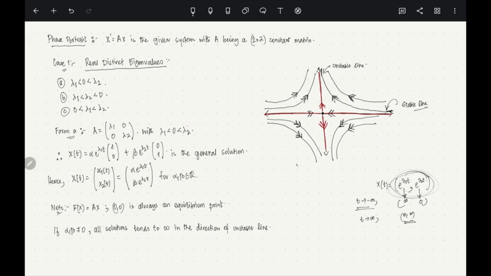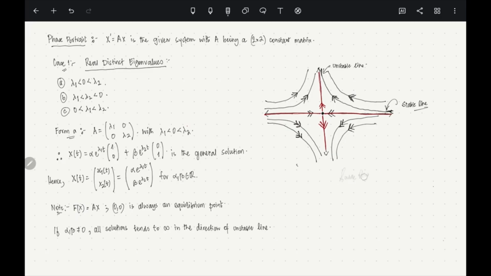Now the question is: why are we calling this sort of situation by this name? See, the origin is there, and along some direction you are approaching the origin, while along the other direction you are going away from the origin. This sort of situation you already know from several variables. We call such a situation a saddle. So 0 is a saddle point, and this particular picture, the portrait which we draw, is called a saddle phase portrait.